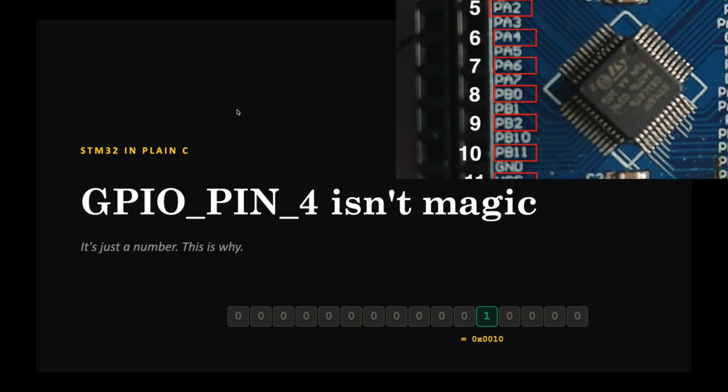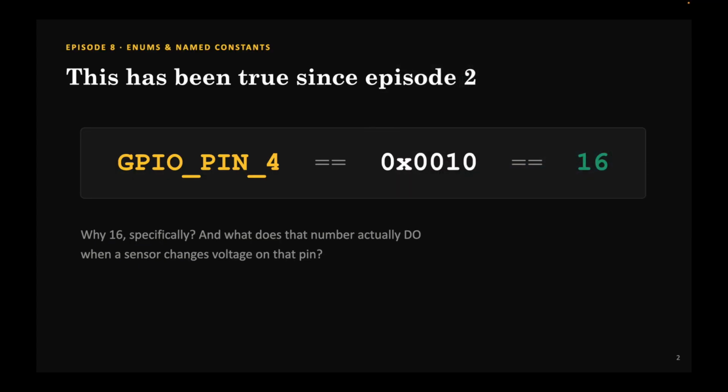The GPIO pin 4 isn't magic. This has been true since episode 2. The GPIO pin 4 equals 0x0010 in hexadecimal, that equals 16 in decimal. But why 16? And what does that number actually do when a sensor changes voltage on that pin?